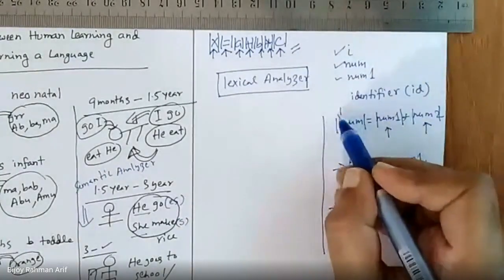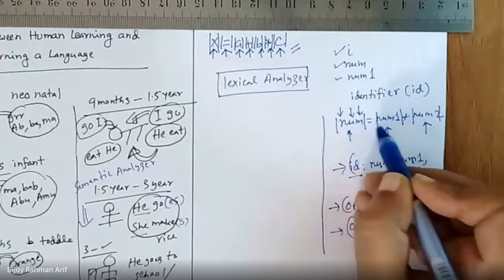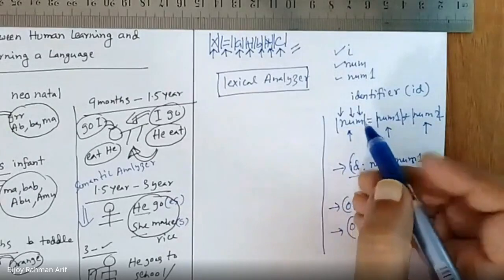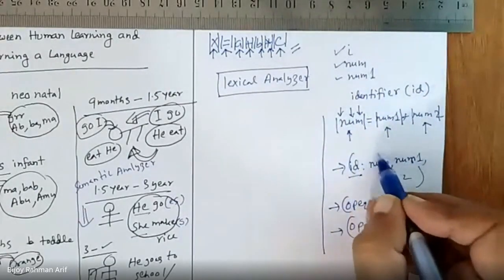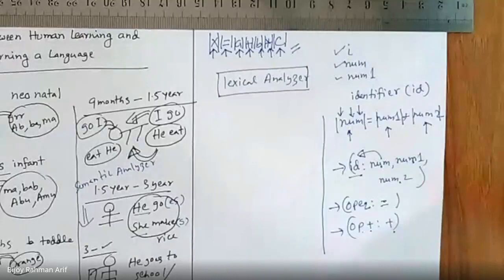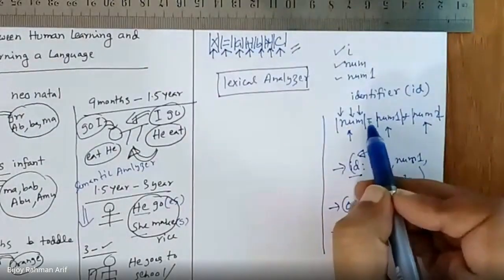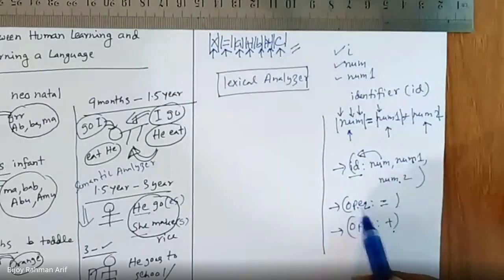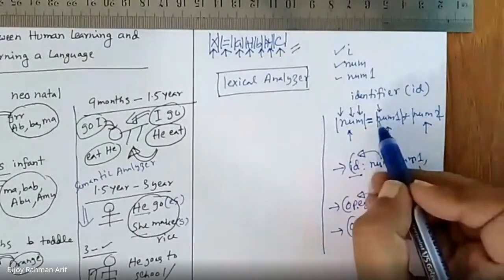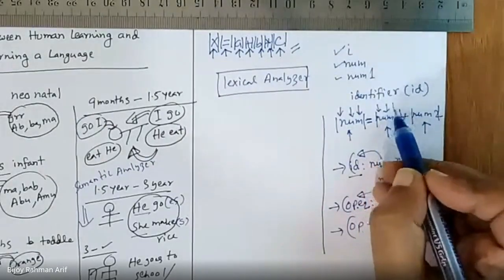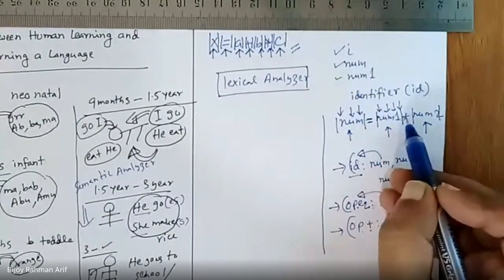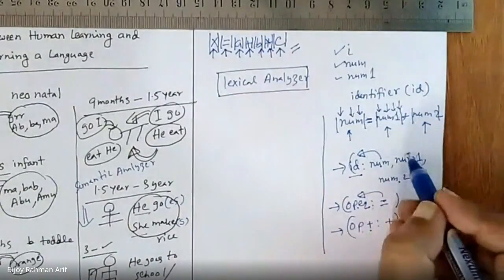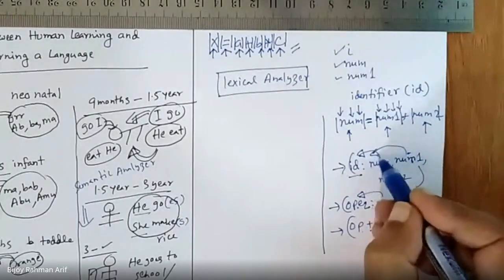It reads n, u, m, and then somehow it understands that the equal sign is there, so it should not continue. So num becomes an ID token. Then it reads the equal sign and understands this is a unit, so it puts operator equal. Then it starts reading again, n, u, m, and then plus. There is a plus, so somehow it understands I got my unit. So it is num1. What type of token is this? ID. So it puts it over there.